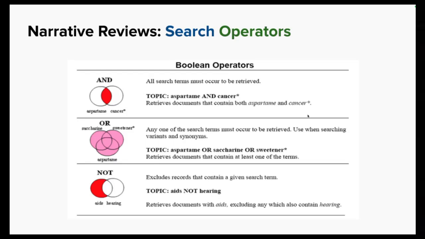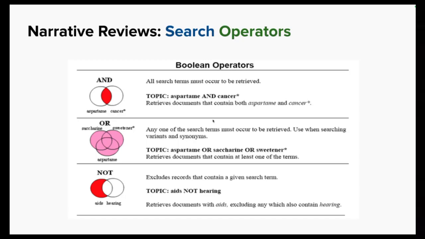So I know this is a very crazy old school visual, but at the top here, if you can see the two circles crossing over, that's the Boolean operator AND. None of this is terribly hard. All of you have written medical school exams before. This is very ABC. AND is really: I want topics that are related to aspartame and cancer. I don't want anything that's only aspartame or only cancer. I want both of those topics together.